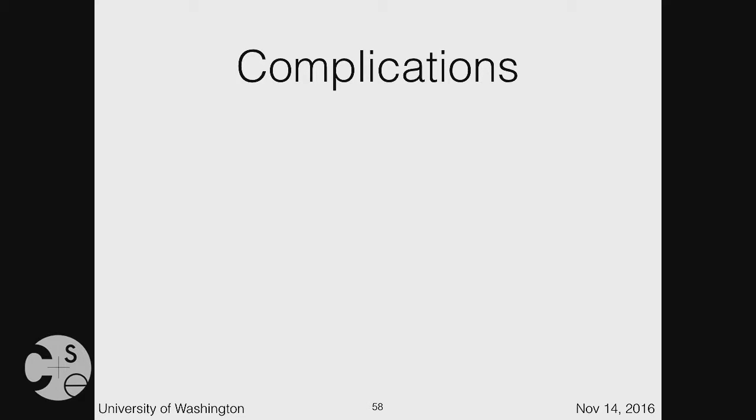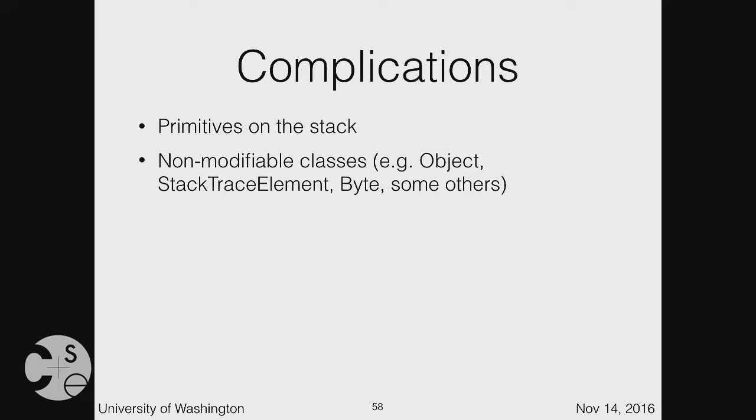So what are the complications? First, we have to deal with primitives on the stack. So JVM is stack-based. We said we'd add a variable for every variable. How do we handle the stack thing? Second is, it turns out there are some classes that you can't add a field to, because JVM has hard-coded offsets to fields and constant pool entries in the class file, so you just can't change them.